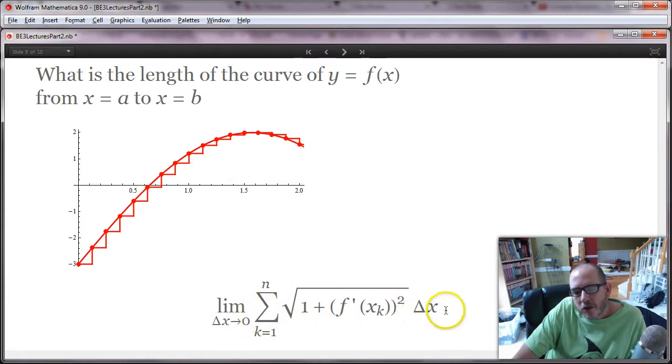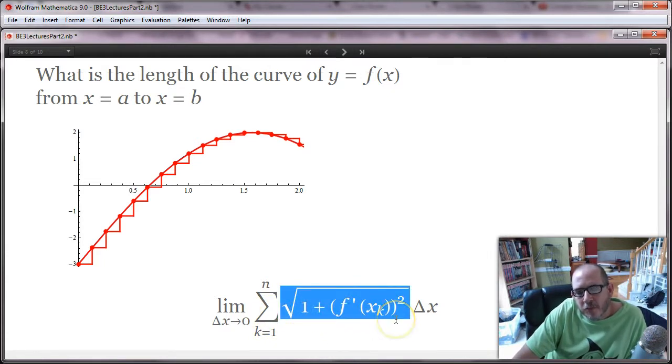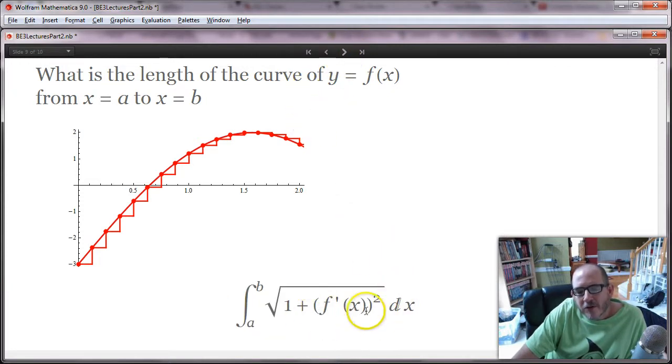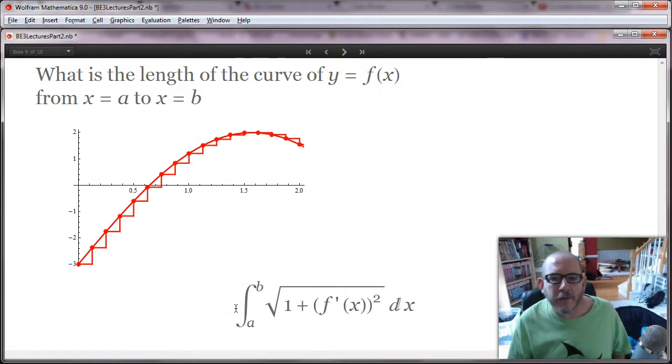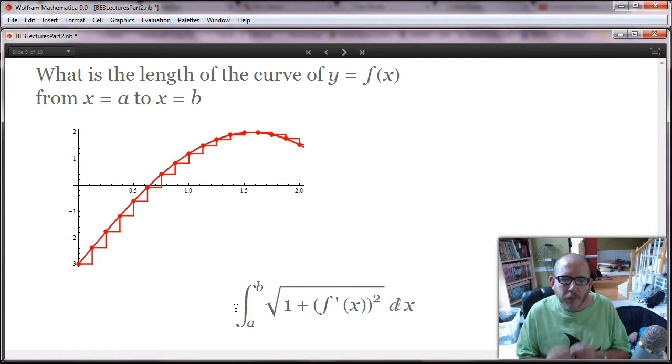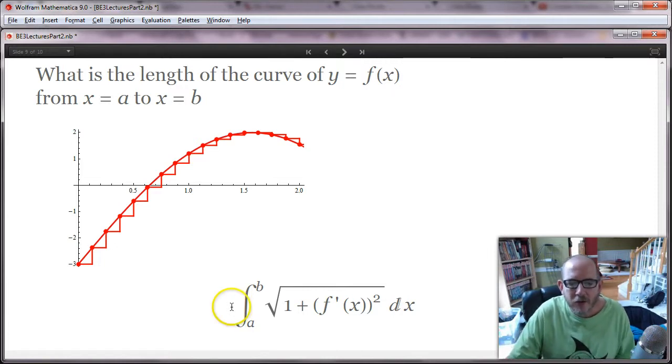Now, what does this look like? Well, I've got a function times a height times a width. As we let the width become infinitesimally small as we add them up, we're adding up rectangles, with these as the height at each point. And that's an integral. So now we have an integral formula for the length of a curve of a function from a to b. We integrate the square root of 1 plus its derivative squared. How cool is that?